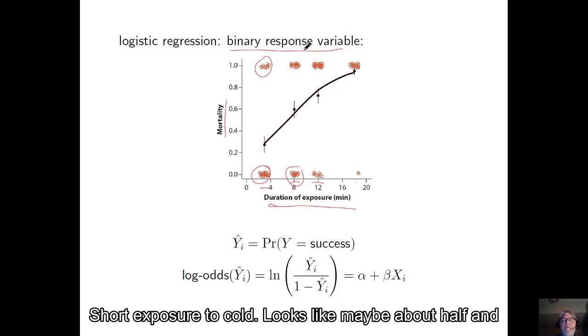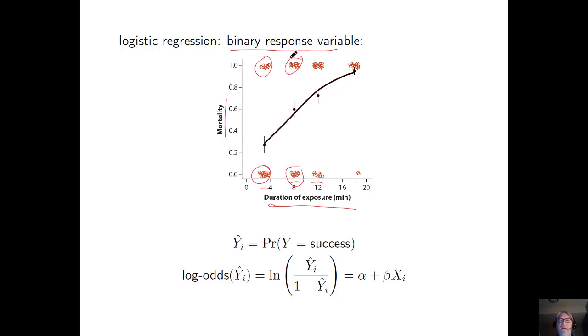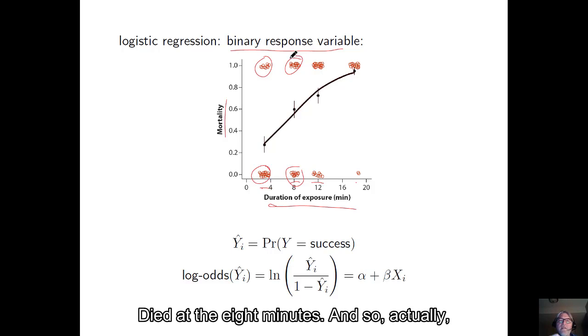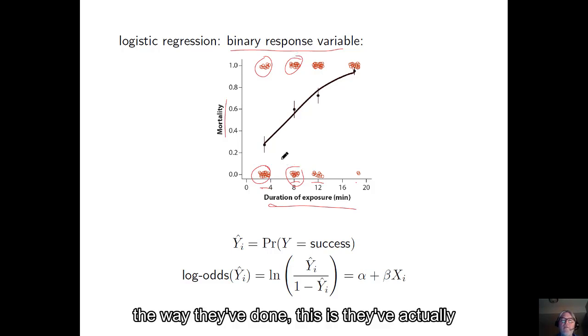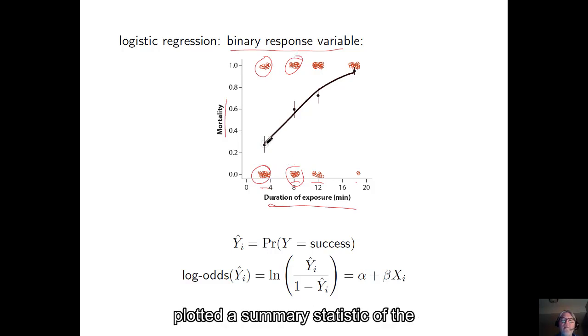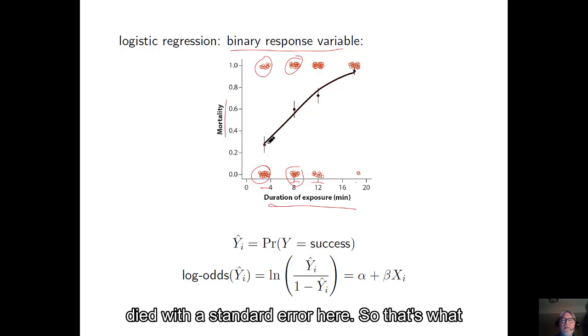Looks like maybe about half and half died at the 8 minutes. And so actually, the way they've done this is they've actually plotted a summary statistic of the proportion that died with a standard error here.